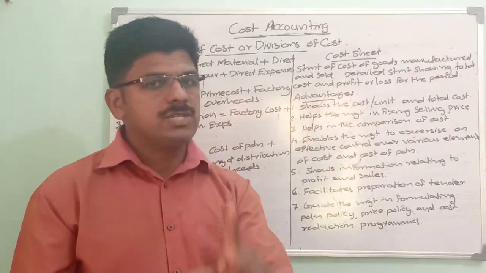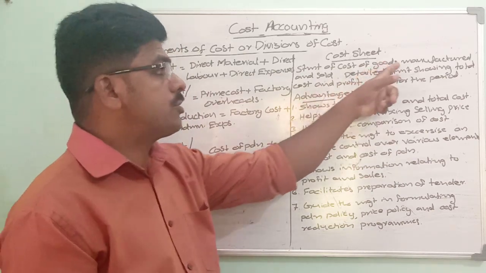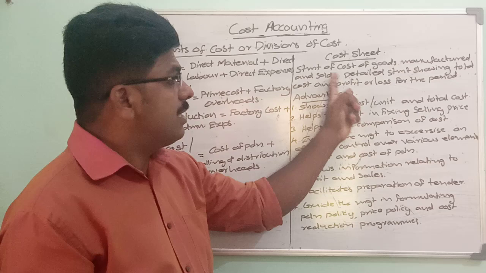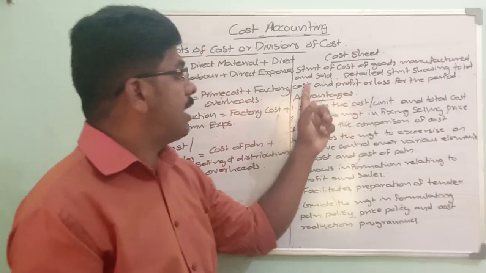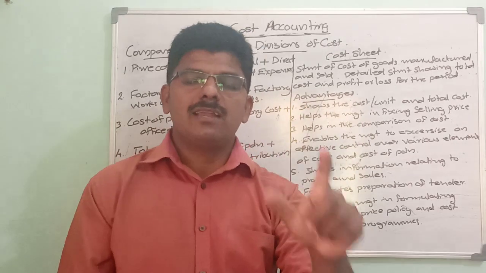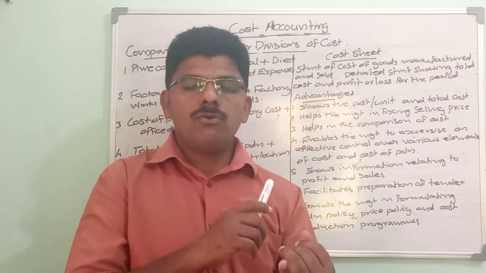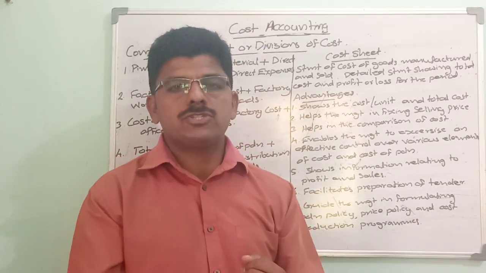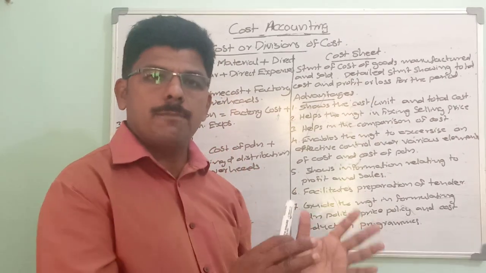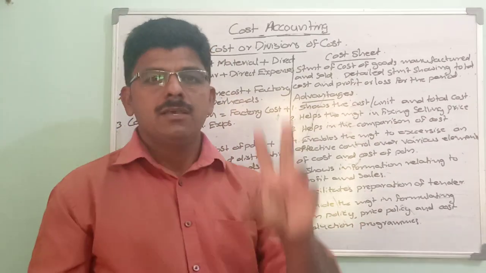Therefore, cost sheet is a statement showing the cost of goods manufactured and sold. It is a detailed statement showing total cost and profit or loss for the period. It is a detailed statement showing the total cost and profits of that particular period, the profit or loss earned during that period. And also it shows cost per unit.